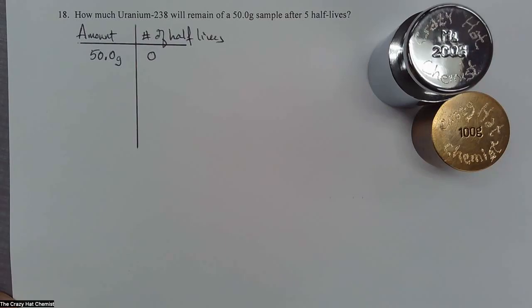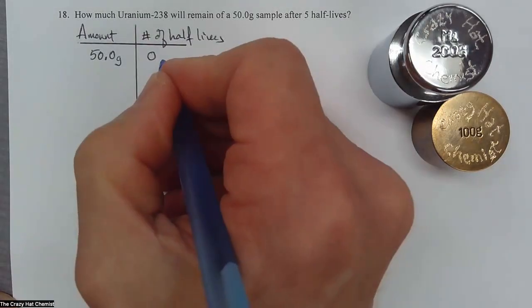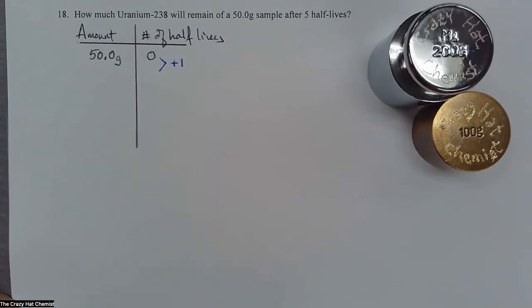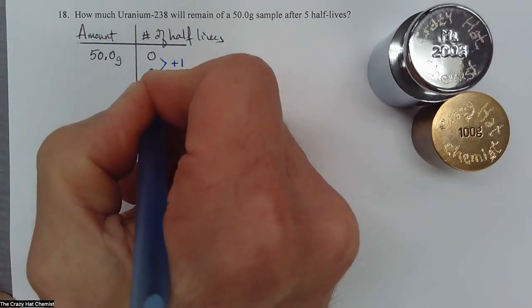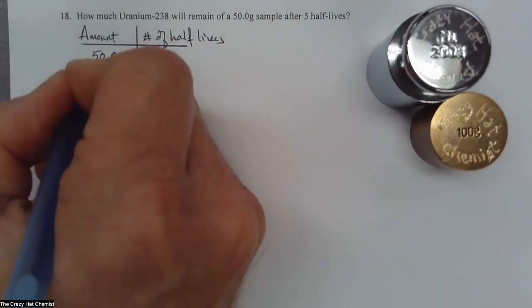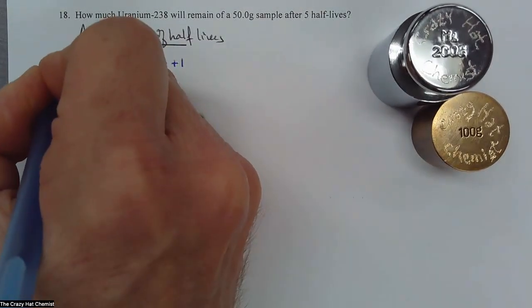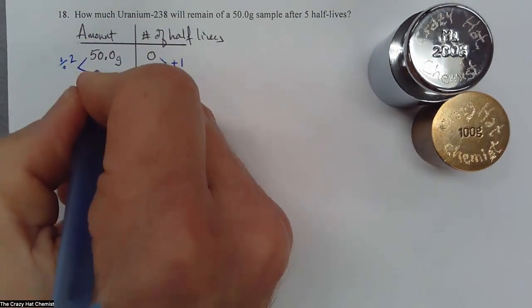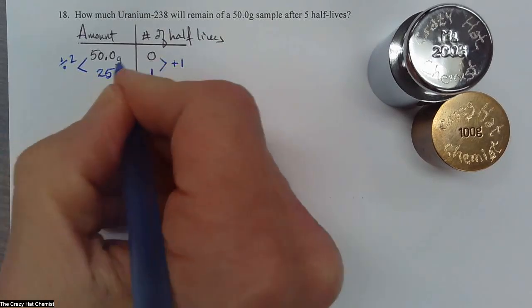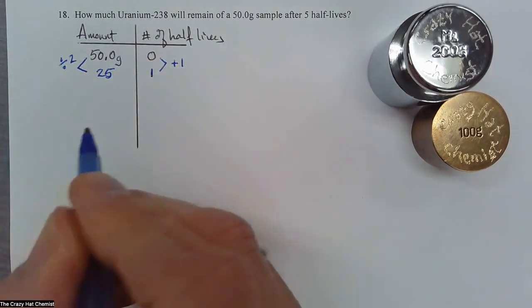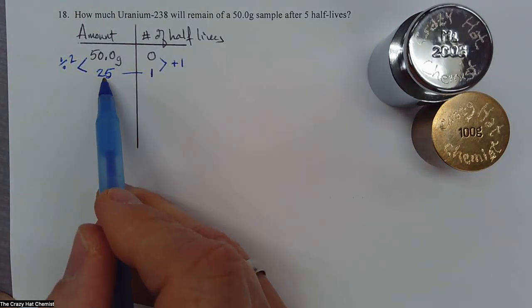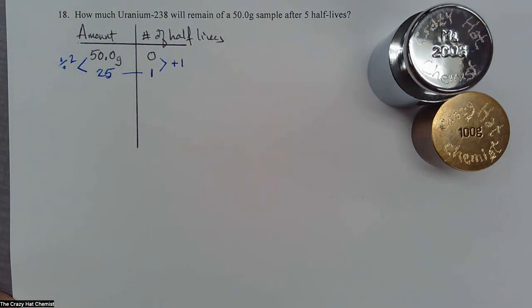So what we're going to do is take our calculator and add 1 for every single time that we go through here. So this will be 1 right here. And then on this side, we are going to be dividing by 2 with our calculator. So 50 divided by 2 is 25, and 0 plus 1 is 1. So these two things correspond. So after 1 half-life, there's 25 grams yet remaining.